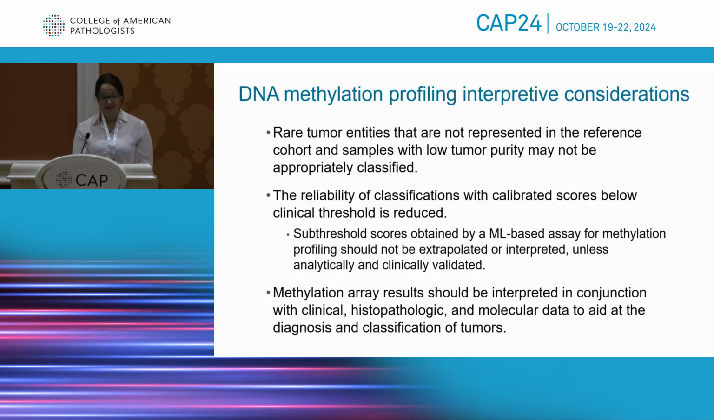So I guess just some interpretive considerations real quickly. If your tumor is not represented in the reference series, you won't be able to classify. This is a supervised method. It's the same concept as other targeted methods in molecular, right? If you don't have probes to a certain gene, you won't be able to see it. And if you get classifier scores that are below your clinical threshold, it's likely that the result may not be correct, so it's hard to trust unless you really have other methods to support that.